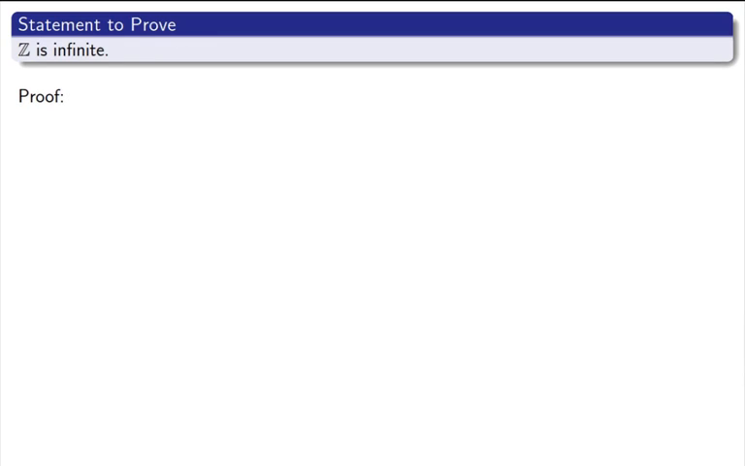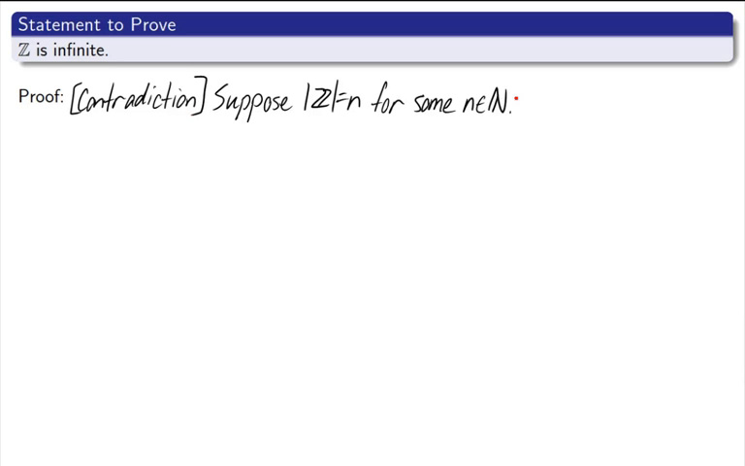Here's our last statement for this video. The set of integers is infinite. Let's prove this by contradiction. The negation of this statement is pretty obvious. It would say that the set of integers is finite. What does that mean? For a set to be finite, that means that it has some cardinality. Let's do that. Suppose the cardinality of the set of integers equals n for some n in the natural numbers.